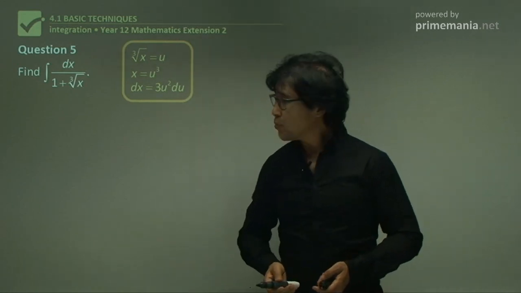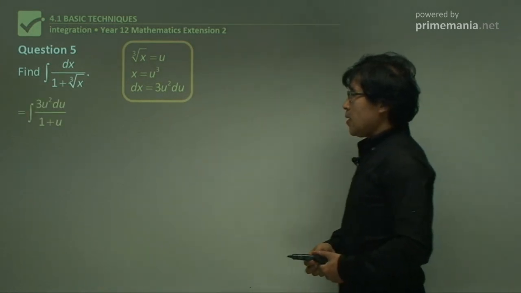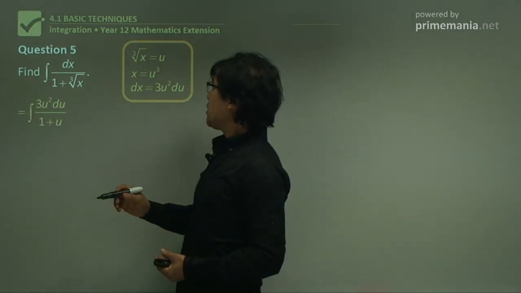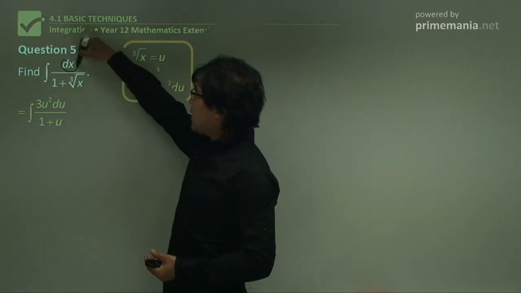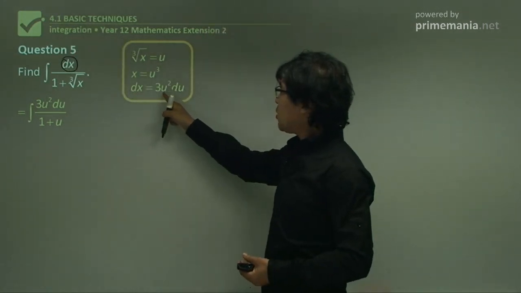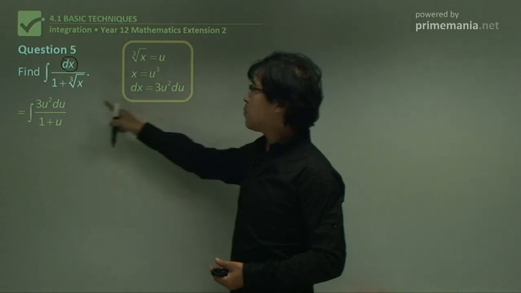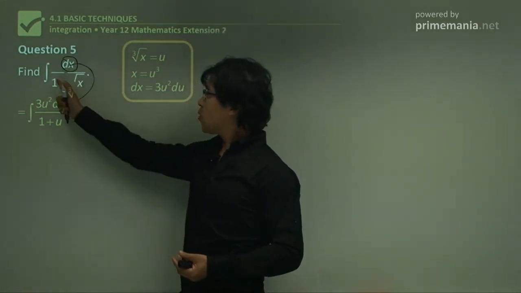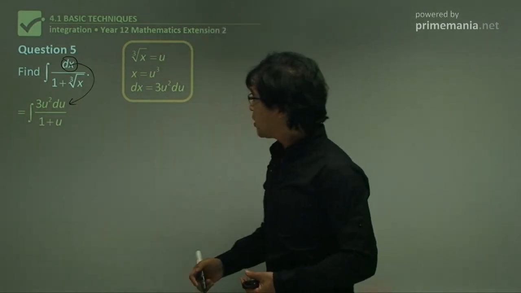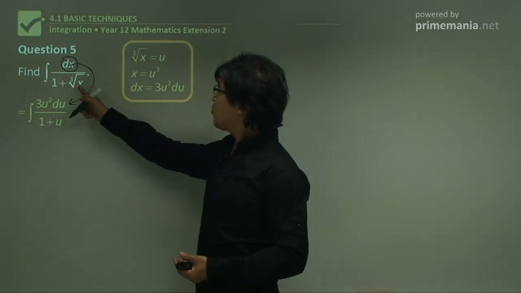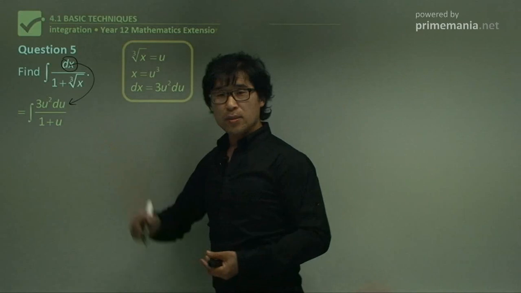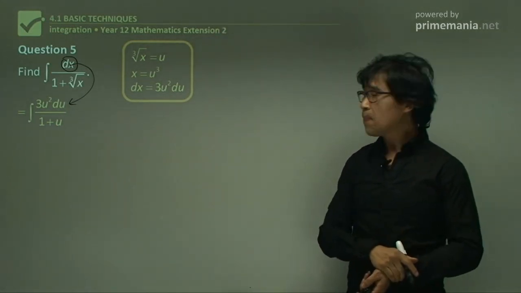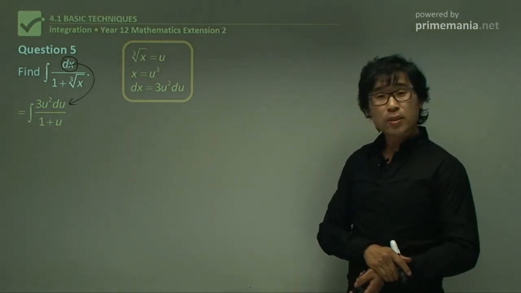Okay, let's move on. What I did here: first of all, dx is replaced by 3u squared du. The 1 in the numerator is 1, it's not changing. And then the cube root of x equals u. I just write it like this. Understand that? Okay, so it's a good start.